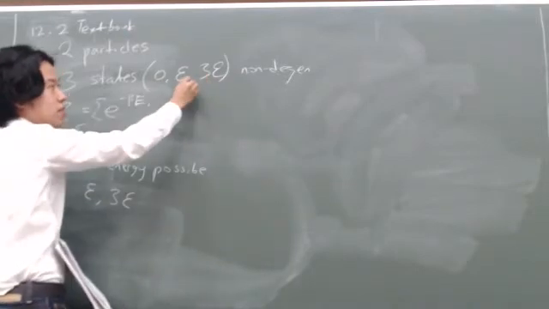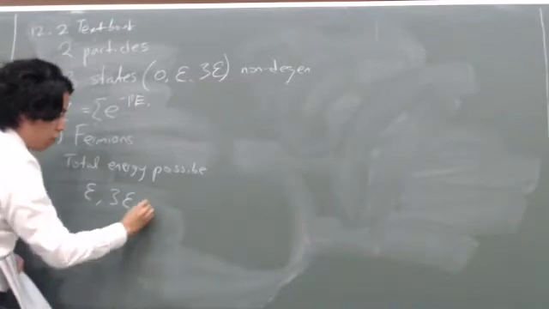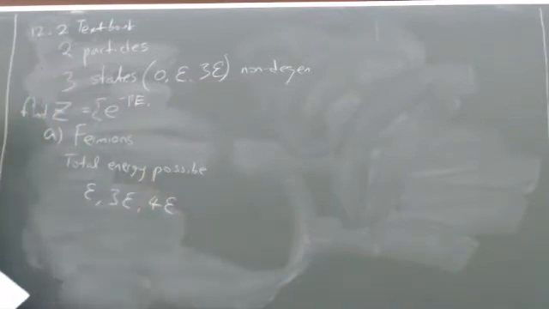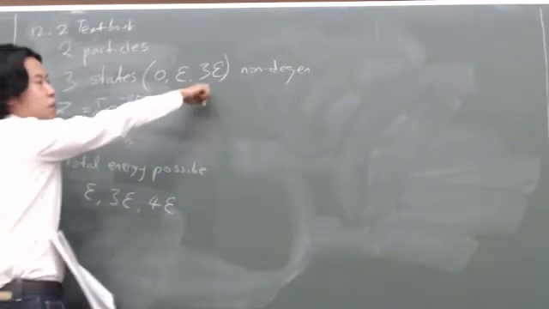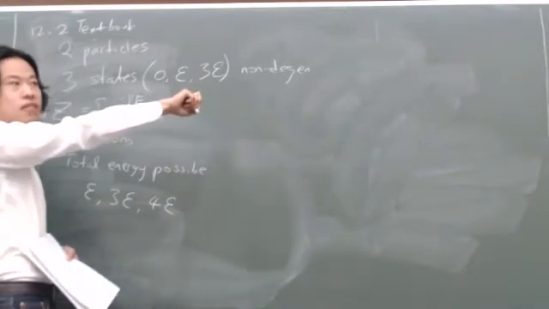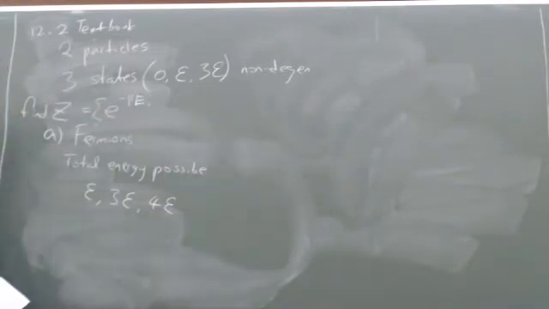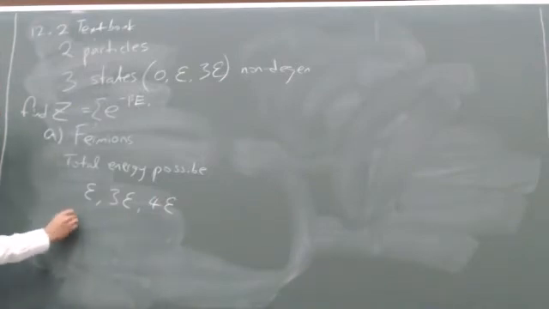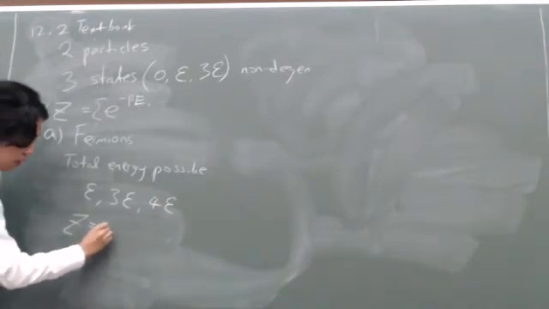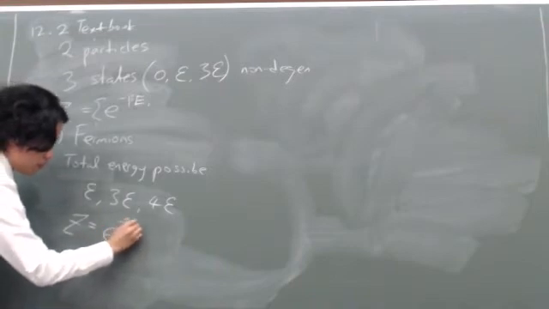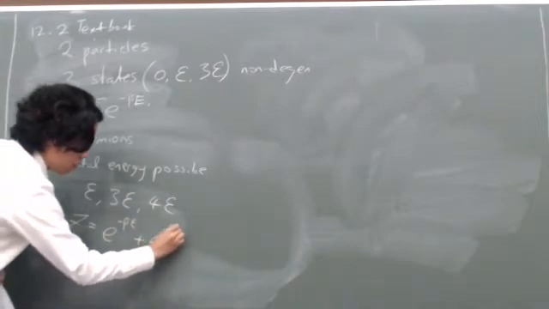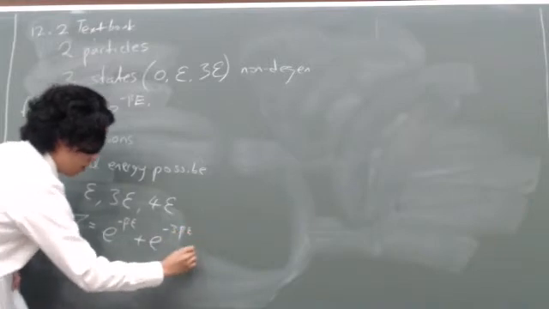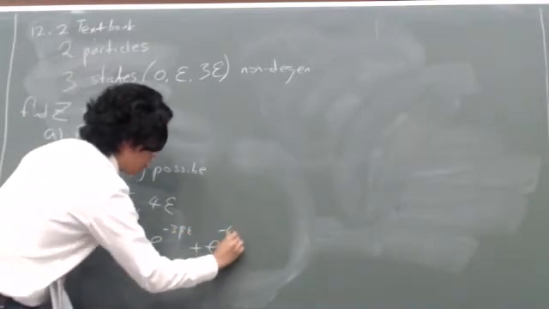So now my total energy is epsilon plus 3 epsilon. So 4 epsilon is also possible. We can't get any higher because they can't both sit in the 3 epsilon state. So these are the only 3 possible values of total energy that are available. So in this case, our Z would just be e to the minus beta epsilon plus e to the minus 3 beta epsilon plus e to the minus 4 beta epsilon.